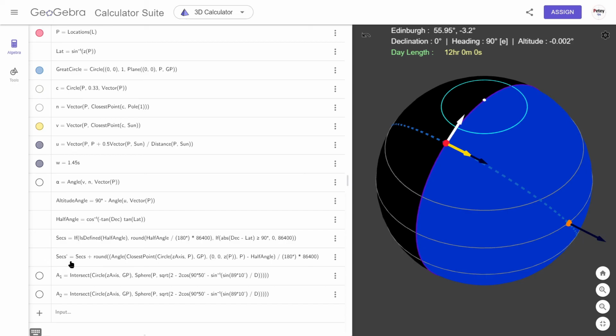Seconds prime. This gives us a time in seconds for the day after we've moved the sun's position. And A gives us locations we can use when we're adjusting the sun's position. So you might recognize the cosine rule in here. And that's pretty much it.